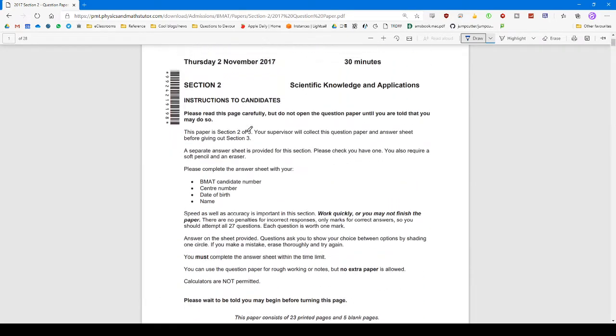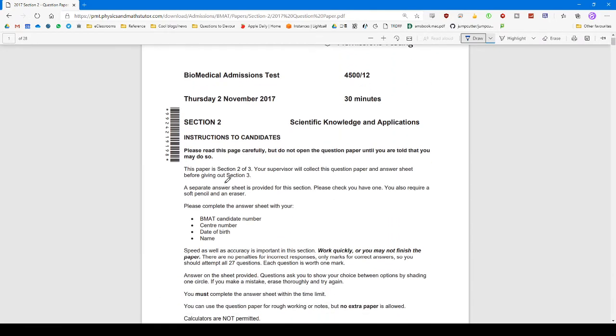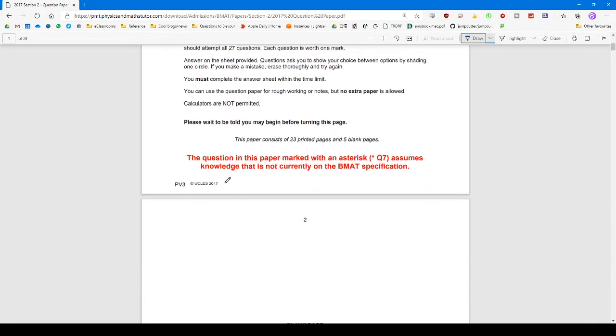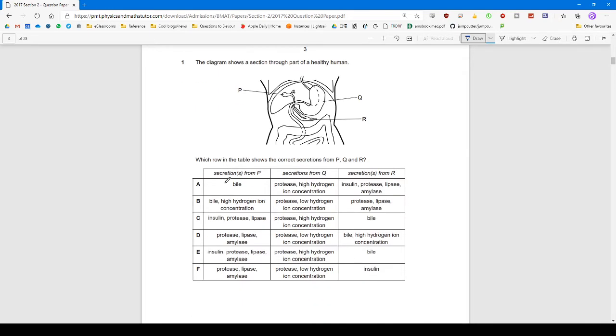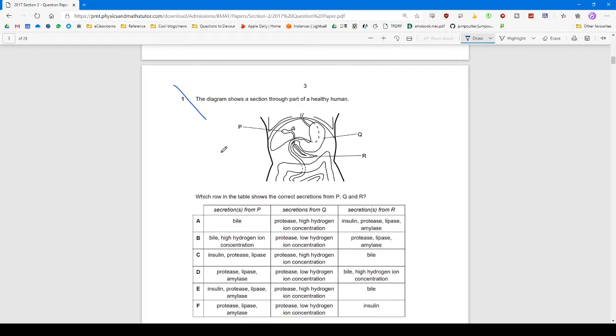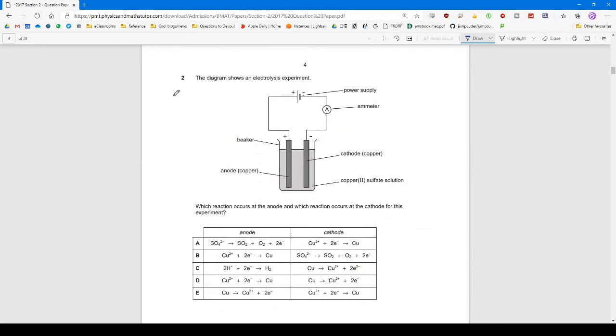So this paper is provided courtesy of Cambridge Admissions Assessment and taken from the physicsandmathstutor.com website, which is a great resource. Okay, biology question, skip. Chemistry question, skip.